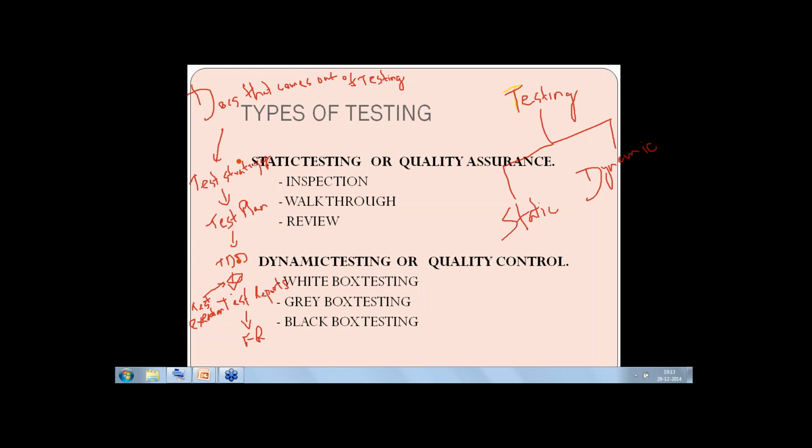So all these docs which come out of your testing, starting with your test strategy and ending with your final reports, will have to go through a static testing process. Now what is a static testing process? Static testing is a process in which you basically review or inspect or walk through the documents. Now, what does review mean, what does walkthrough mean, what does inspection mean?